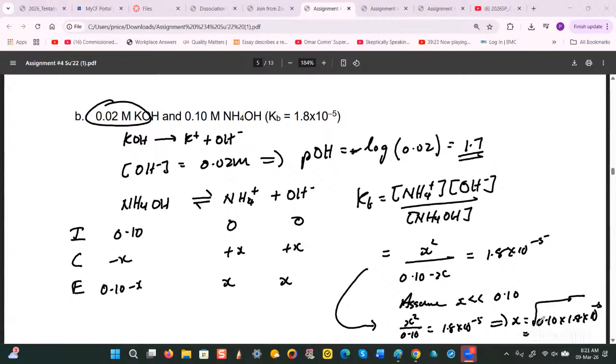And let's see what that gives. So that's 0.1 times 1.8 times 10 to the minus 5. And then square root. So according to my calculation, when rounded off to 2 sig figs, this becomes 1.3 times 10 to the minus 3.